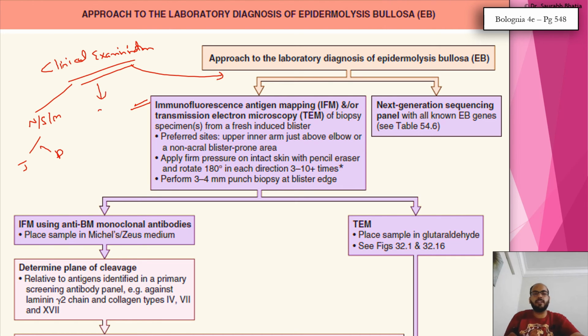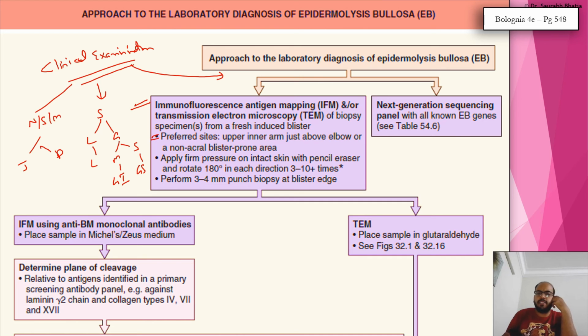If it is not there, then go for simplex. If it is locally involved, localized simplex. If it is generalized involvement, look at mild or severe. If it is generalized severe, go for generalized severe. If it is generalized mild, go for generalized intermediate. So I will add this kind of flowchart before the box of immunofluorescence mapping. Okay, but since Bologna has made it, let's discuss.